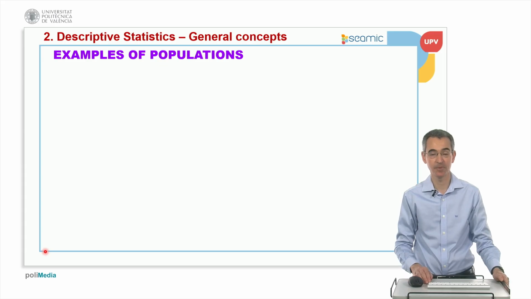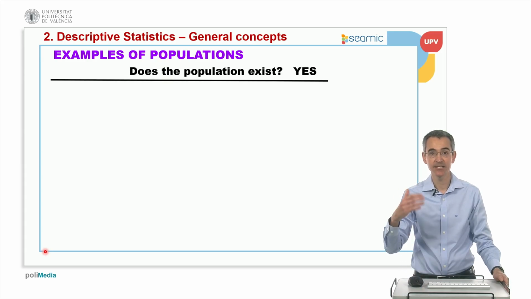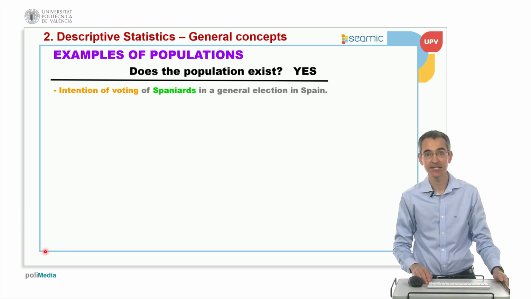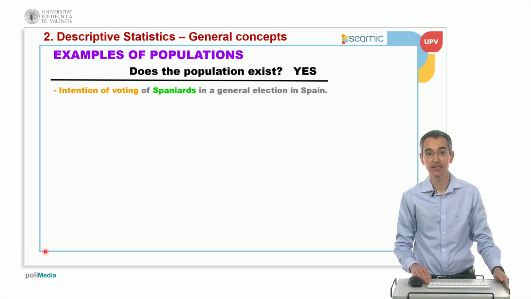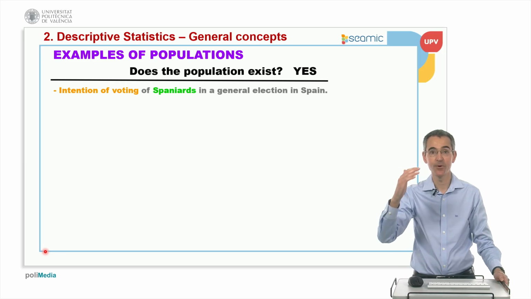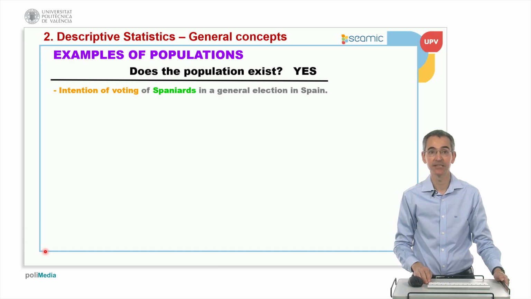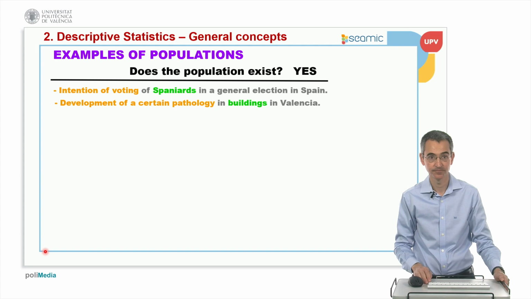So, examples of populations. We can ask different things, and the first idea is, does the population exist? Usually we can say yes. For example, if we have a general election in Spain, we can think about the population of people who vote, and then we can make a survey to study the intention of voting of Spanish people. So the population exists, all people who can vote exist, and we can have a list of all of them. It is millions of people, but we know exactly the information from all of them.